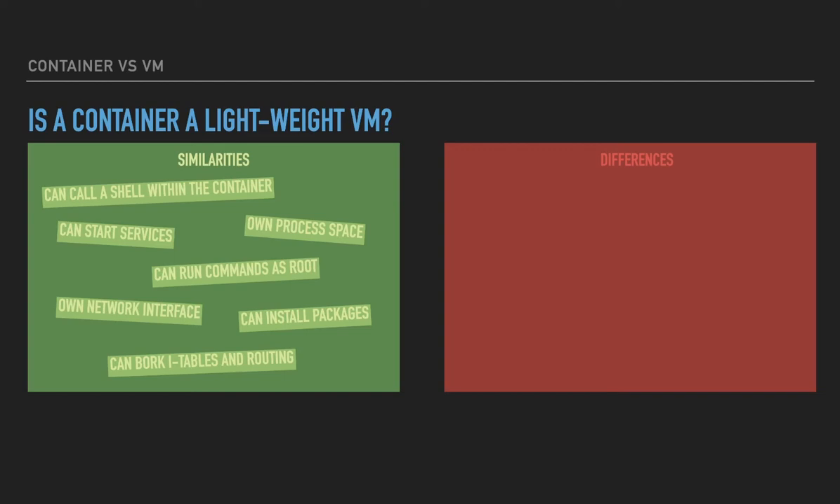But I cannot execute a shell. I cannot debug stuff very easily. I can install packages if there's a package manager in the container. I can run commands as root. I have my own process space. So those are similarities, but there are differences too.